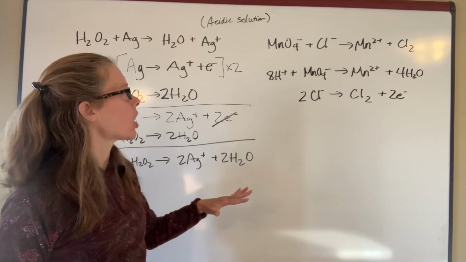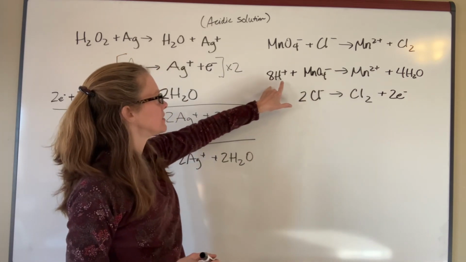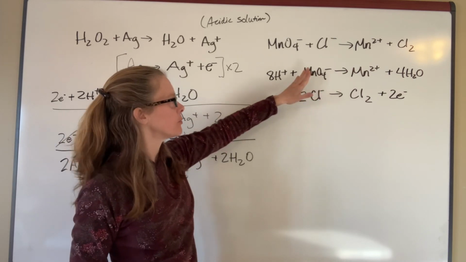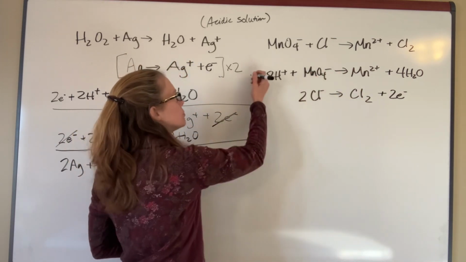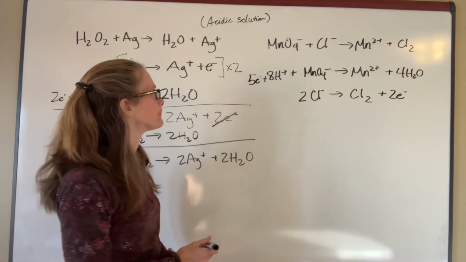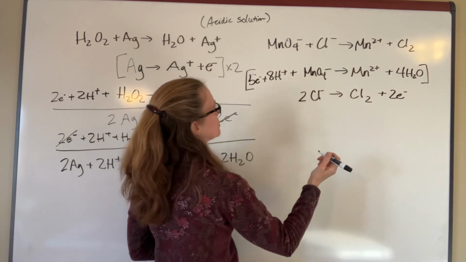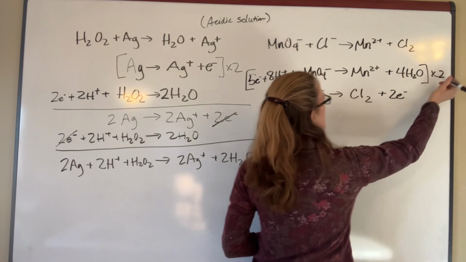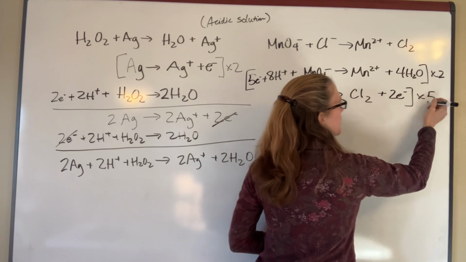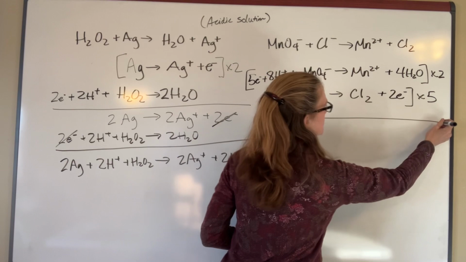Now I need to balance charge. So on this side, I have a +2. On this side, this is a +8 and a -1, which makes a +7. So to get from a +7 to a +2, I'm going to have to add 5 electrons. Okay? Now, I'm going to have to take this whole equation and multiply it by 2 because I added 5 electrons. Here I added 2 electrons, so I'm going to have to multiply that one by 5. So I have a total of 10 electrons going on in this exchange here.